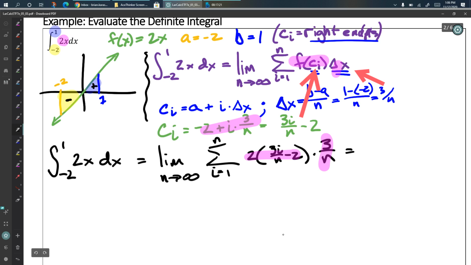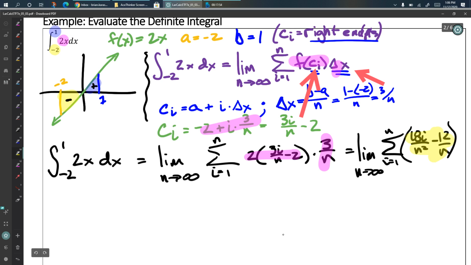Clean this up a little bit. This is the limit, as n approaches infinity, of the summation as i goes from 1 to n, of, let's see, 2 times 3i over n is 6i over n, times another 3 over n is going to give me 18i over n squared. 2 times negative 2 is negative 4. Negative 4 times 3 over n is negative 12 over n. And I'm going to wrap this up in parentheses so that I know that this whole thing is the summation.